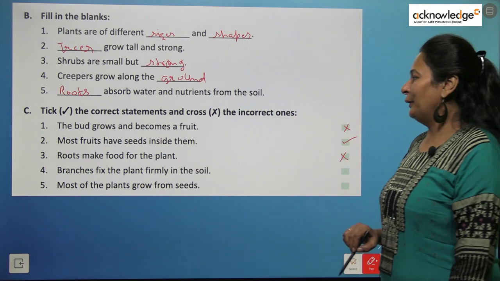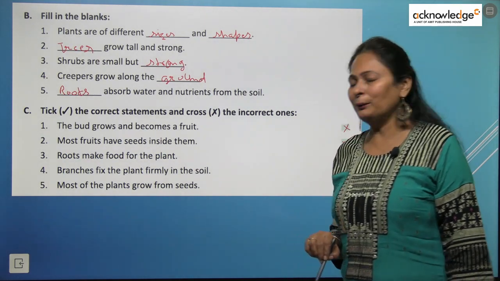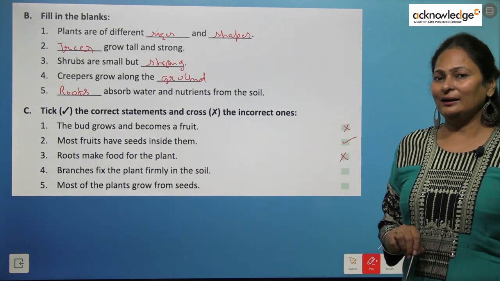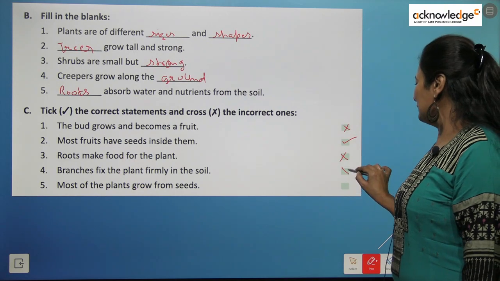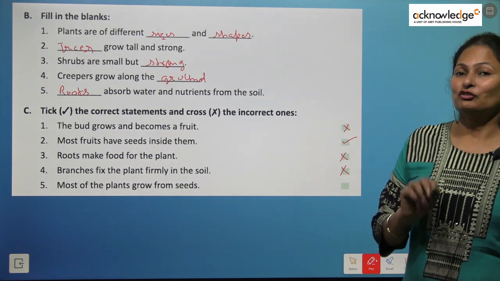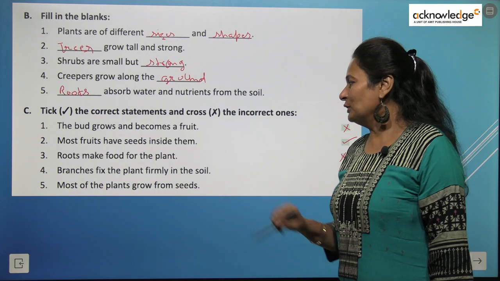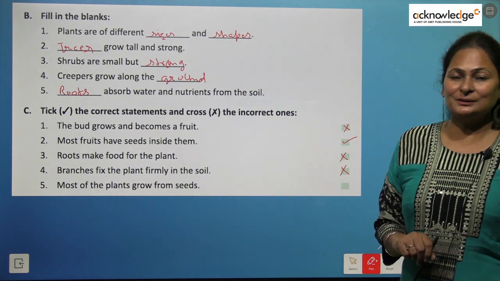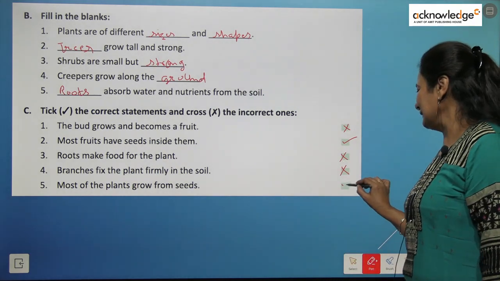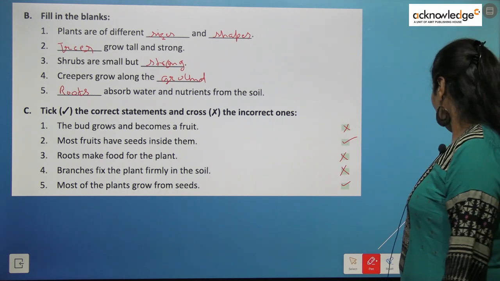Fourth is branches fix the plant firmly in the soil. No. Roots fix the plant firmly in the soil. Most of the plants grow from seed. Yes, this is correct. Alright.